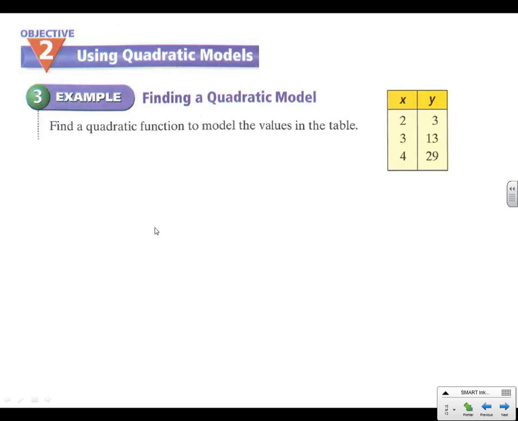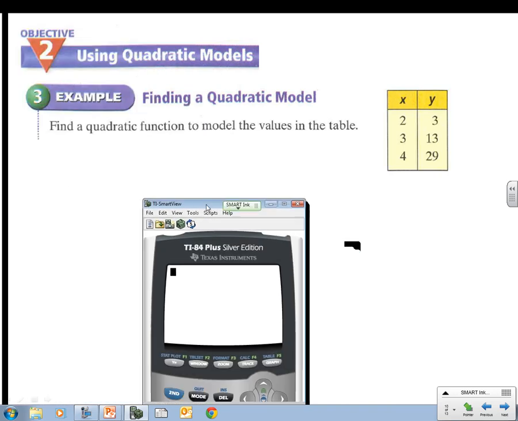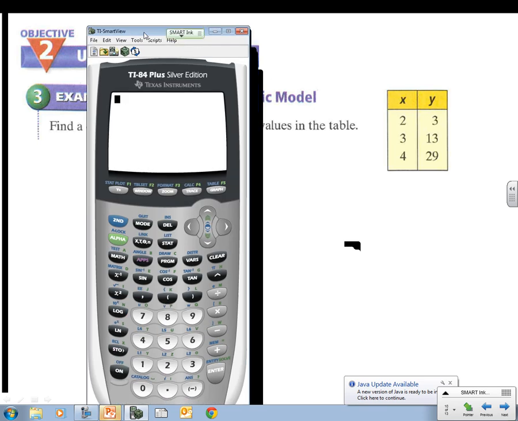All right, second objective here is we're going to use quadratic models, and for this you're going to need your graphing calculators. So grab your graphing calculators out, get them ready to go. I'm going to bring up mine here, and so we are going to find a quadratic function to model the values in the table. So we've got some numbers given to us, just 3 different points. We're going to figure out what the parabola is that goes through those 3 points.